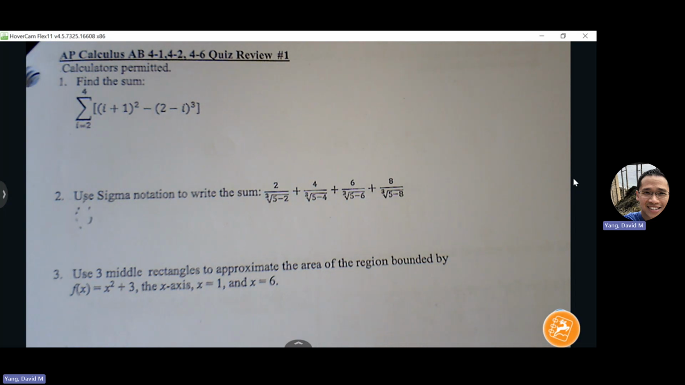Next, summation rules and limit definition will be provided. With formula will be provided. So I'll give you a formula sheet with those summation rules, area formula. Okay. But the next ones we have to make sure we memorize.